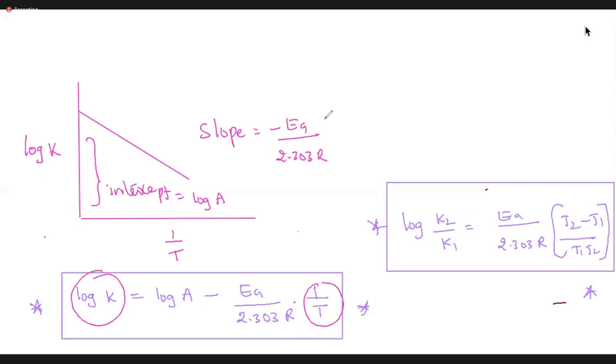Next heading, effect of catalyst. Everyone copied the graph? So that is also a factor affecting the rate of reaction. We are discussing factors affecting rate of reaction: number 1, nature of reactant; number 2, concentration; number 3, temperature; number 4, catalyst.